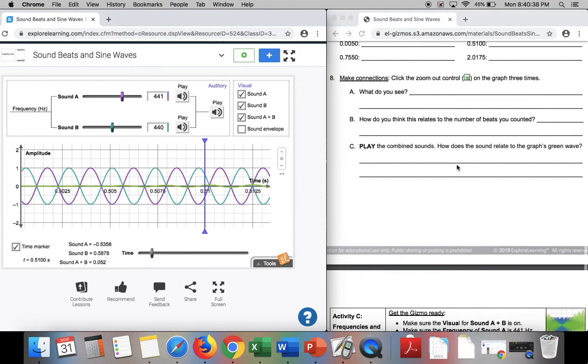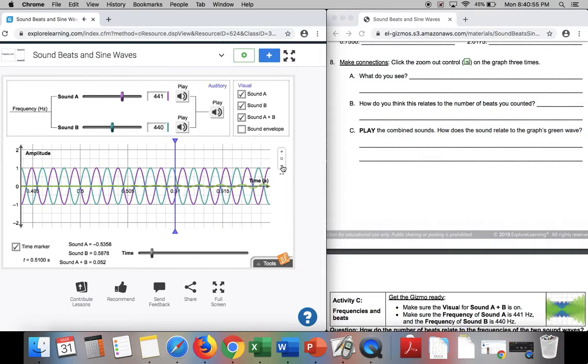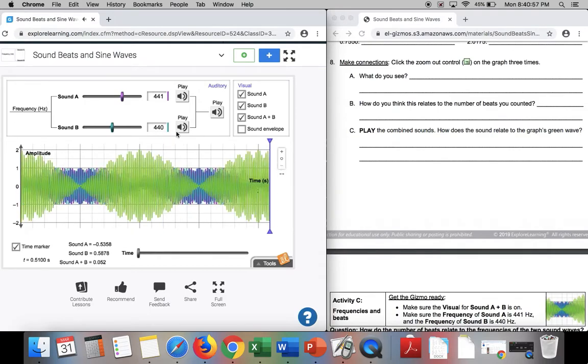Number 8, we'll make connections. So we're going to click the zoom out control. So right over here, you have a plus and a negative. So if we're zooming out, we're going to click the negative. We're going to click it 3 times. 1, 2, 3. And so this is what you should see.